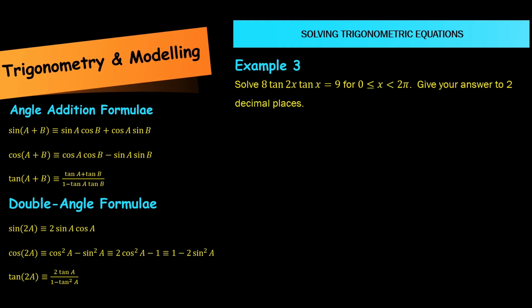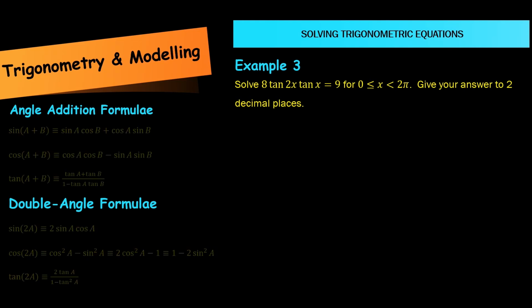Now let's have a go at another example. Pause the video and have a go. Press play when you're ready to view the solutions. We are required to solve 8 tan 2x tan x equals 9 for x between 0 and 2 pi, giving our answer to 2 decimal places.